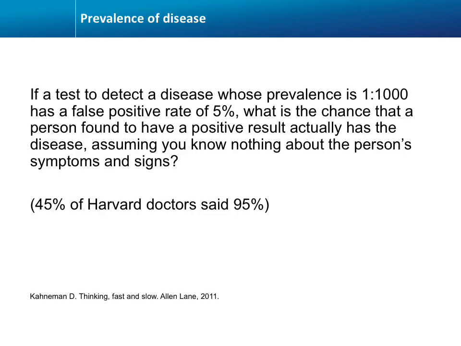Now what we're going to look at is something slightly different, and that's how the prevalence of disease in the group to which the patient belongs can affect how we interpret a test result. So take a look at this problem. If a test to detect a disease whose prevalence is 1 in 1,000 has a false positive rate of 5%, what's the chance a person found to have a positive result actually has the disease?